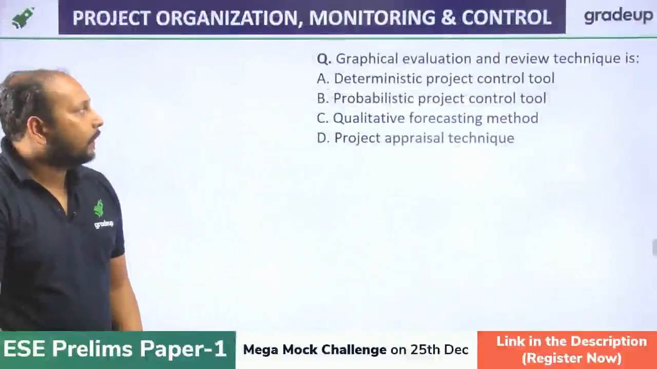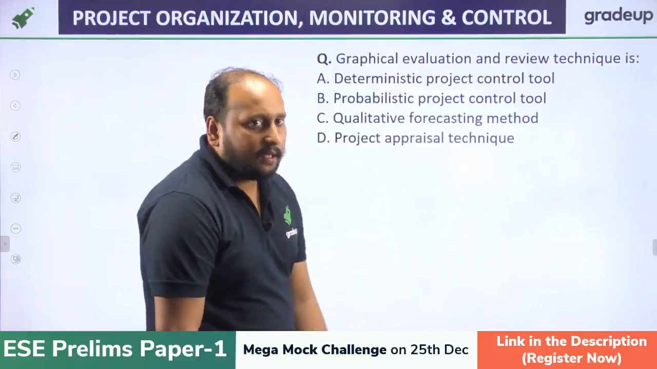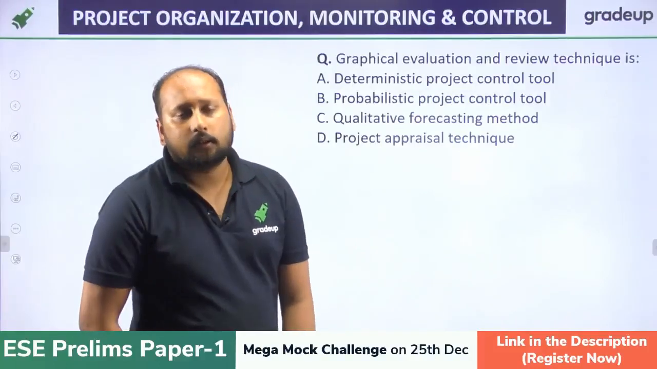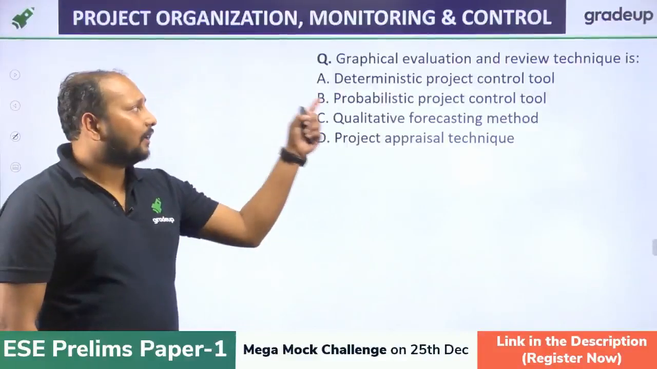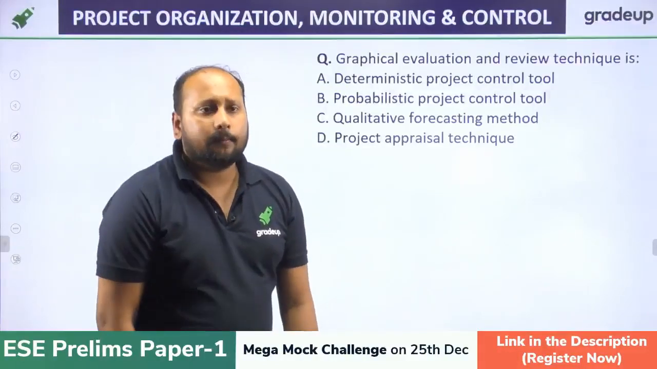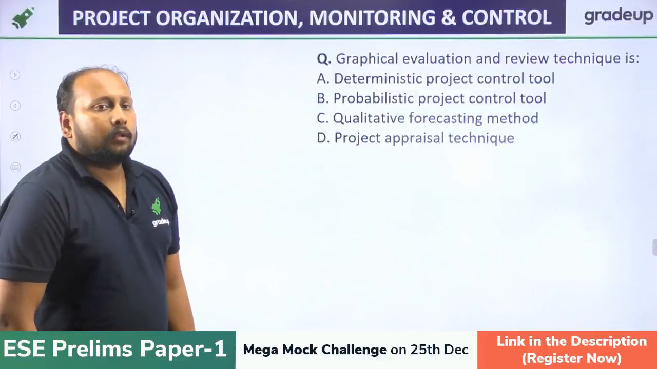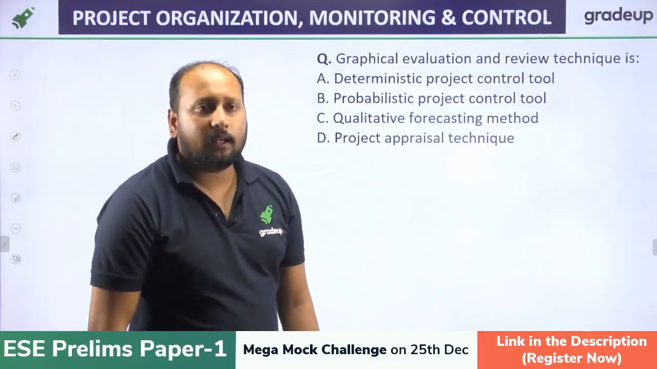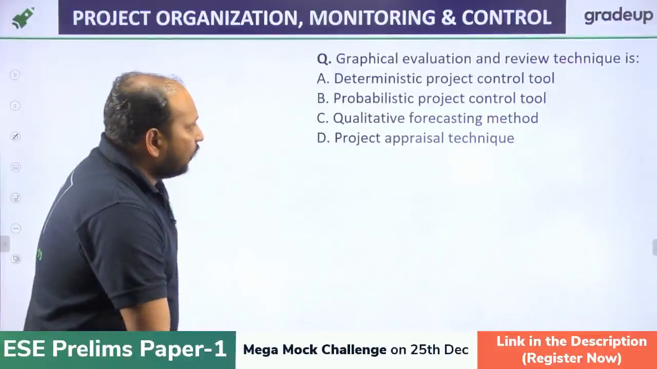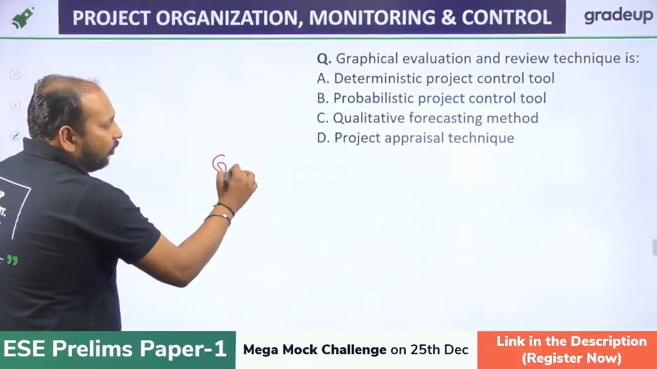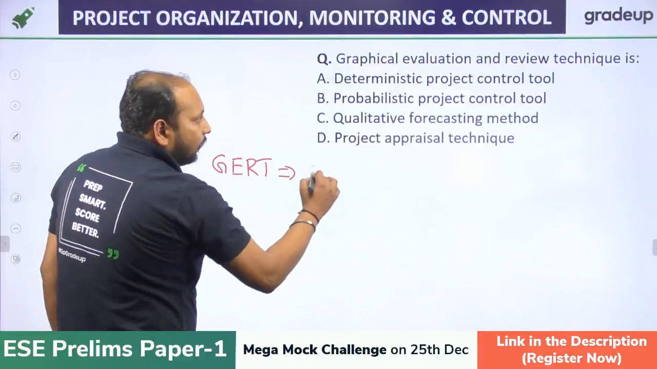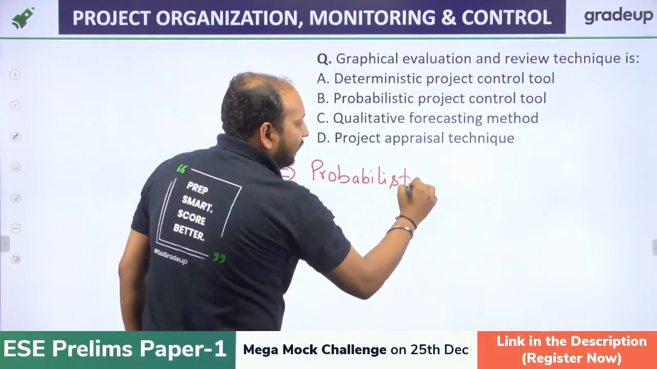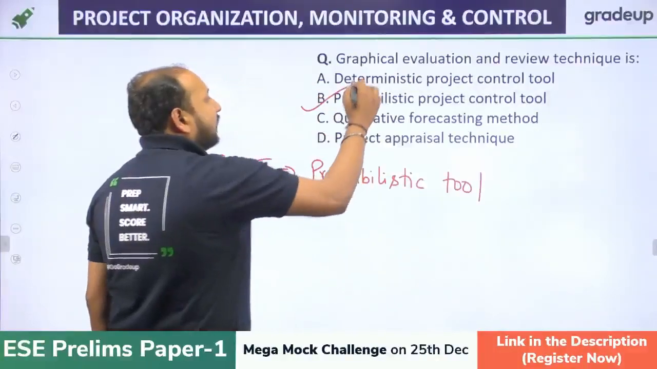Done. Next question. Graphical evaluation and review technique, is it a deterministic, probabilistic, quantitative or project appraisal technique? I've told you where I was explaining about GERT in the controlling method. Very good, Chiranjeevi. Anyone else who knows the answer? I just now told you GERT is a probabilistic approach. Probabilistic tool or approach. Fine. So option B is the correct answer.